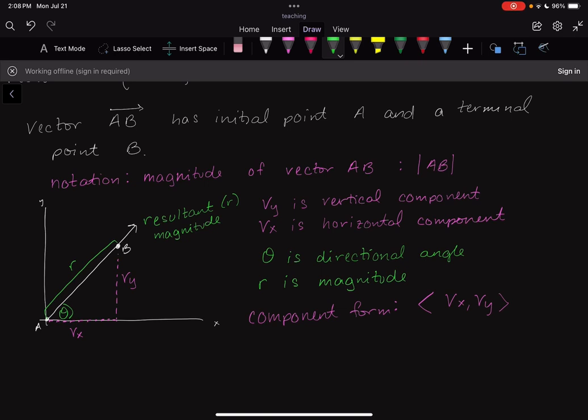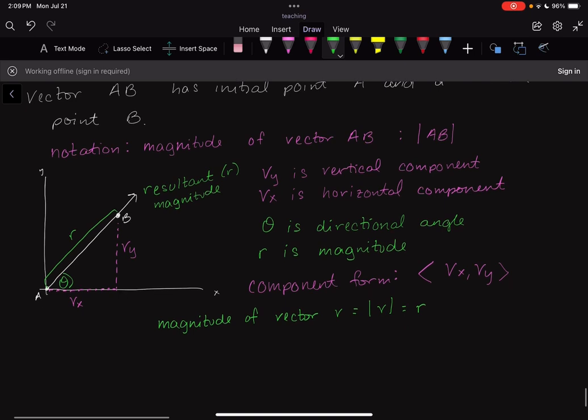I do want to write this out for you. The magnitude of a vector v, I'll just call it v, is equal to the absolute value of v, which we often call r. But you can see it in different ways, so I just want to be specific about that, that sometimes it'll just write out, here's the magnitude.